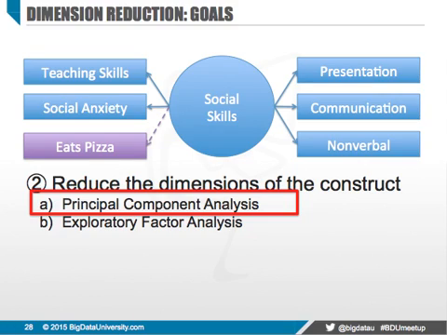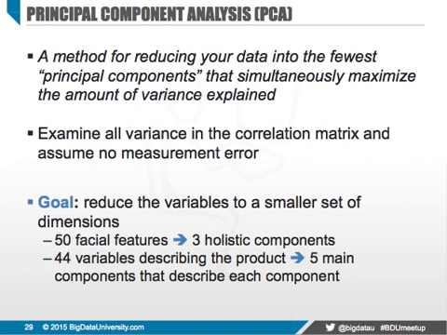So now that we know a little bit more about dimension reduction and the differences between PCA and EFA, we can focus on the first of these techniques, the PCA, principal component analysis. Here the goal is to examine the correlation matrix, the total variance in that matrix, and see whether the lower order dimensions may come together to form larger, higher order components.